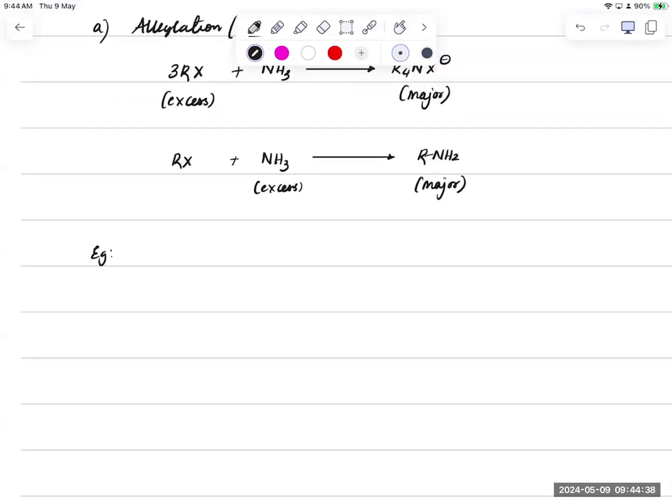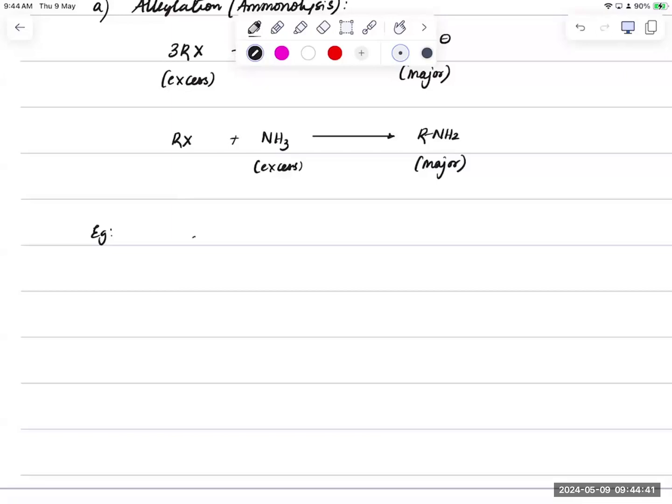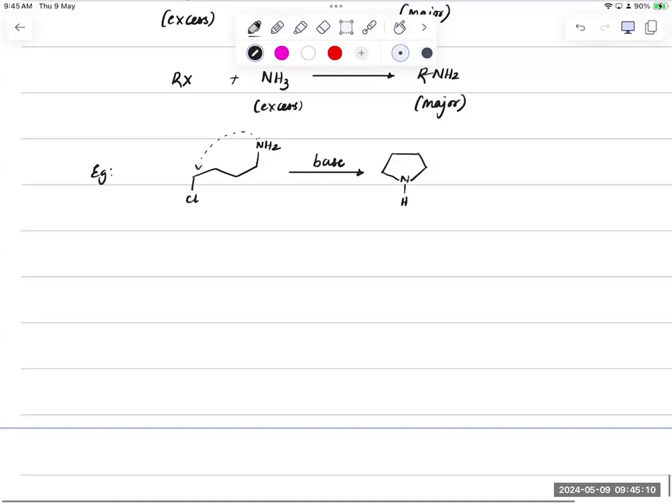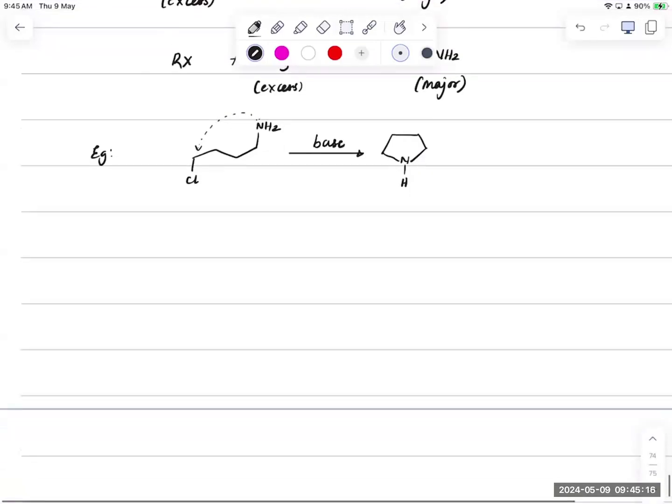If you notice in some examples, an internal attack could also happen. So we have 1, 2, 3, 4. Suppose I have NH2 here and I have Cl here. Internally, no reagent as such is required. But if you take it as a base here, the lone pair will definitely attack this position and remove chlorine. That makes a 5-membered ring like this, NH. So this is the product you will get. Clear, everyone?